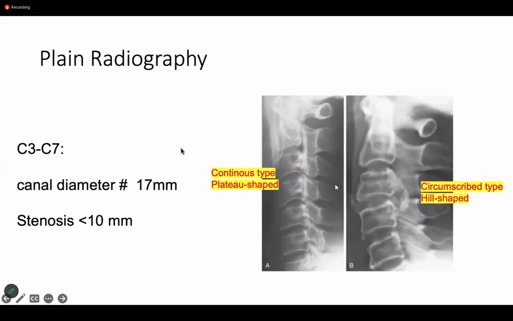Plain radiography is very basic. From C3 to C7, you can have a canal diameter of around 17 millimeters. It's stenosis when less than 10 millimeters. And besides that, you can see the type of OPLL. For example, here you can see the continuous type with plateau shape in the image. And the next is a circumscribed type or hill shape in the image.